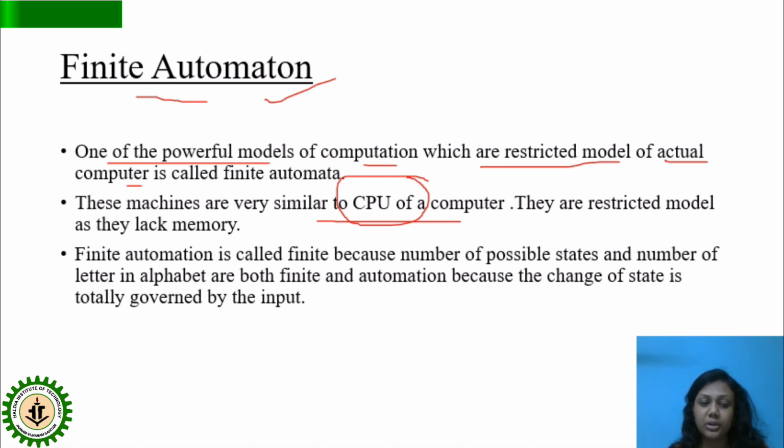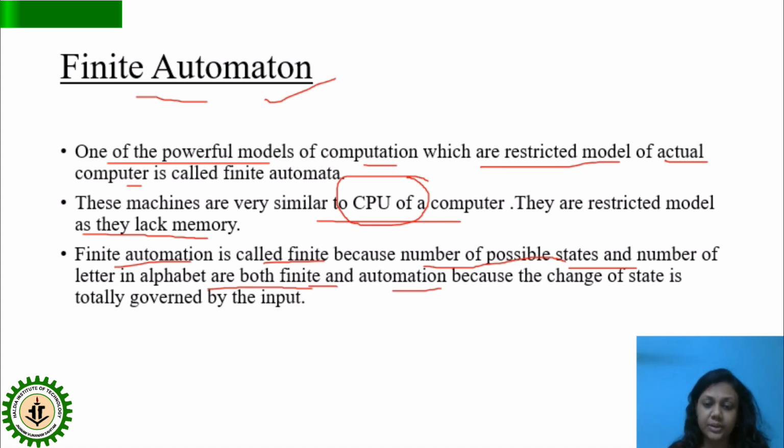They are restricted models as they lack memory, since in a computer we need a memory, similarly in an automata we also lack memory. In a finite automata we lack memory. Now finite automata is called finite because the number of possible states and the number of letters in the alphabet are both finite. That means they are limited in number.